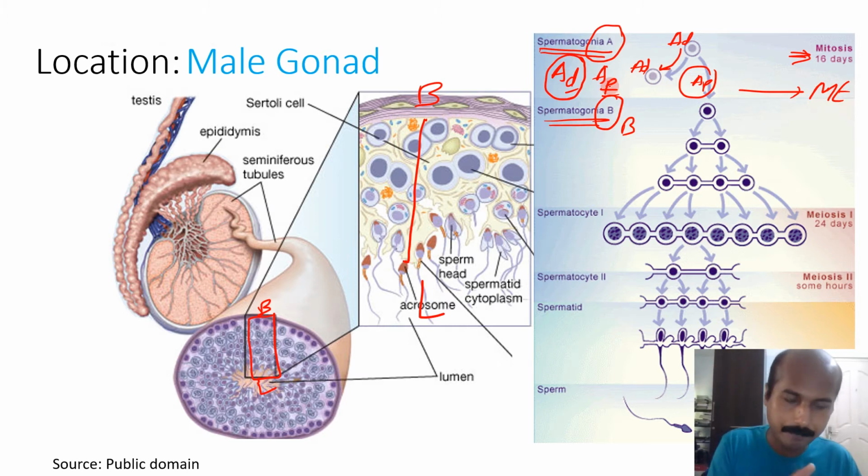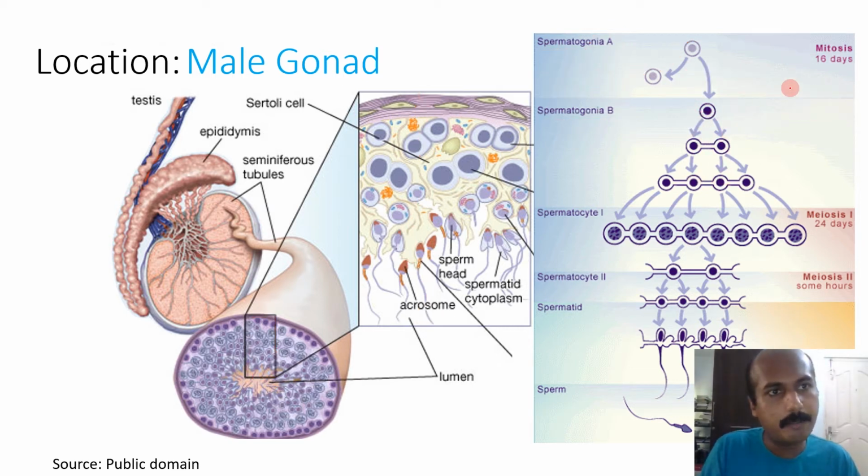A pale is a lighter chromatin material. So that's why it's called dark and pale. So that's about the spermatogonial cells. So you can see that spermatogonial cells again undergo repeated cycles of mitotic division.